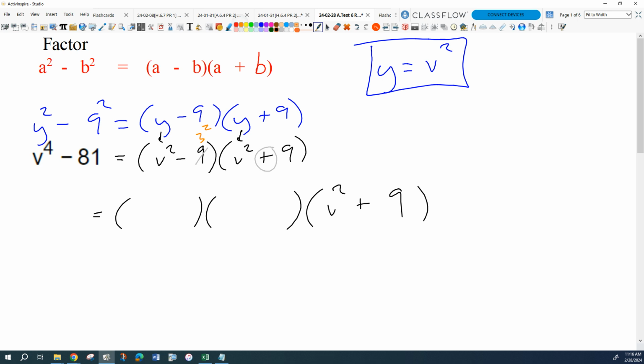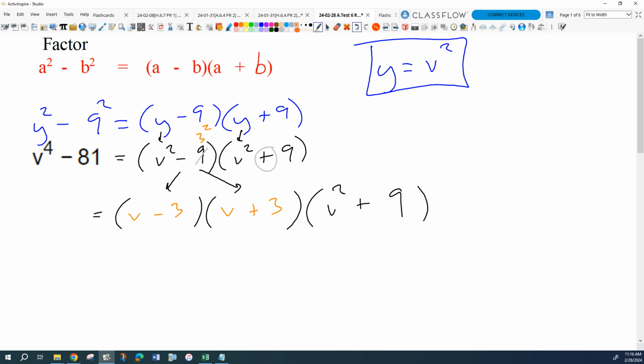But what could I do with this one? v minus 3 times v plus 3 times v squared plus 9. There you go. Okay, give me thumbs. Does that all make sense? And then we would be done, right? We could not break those apart any further.